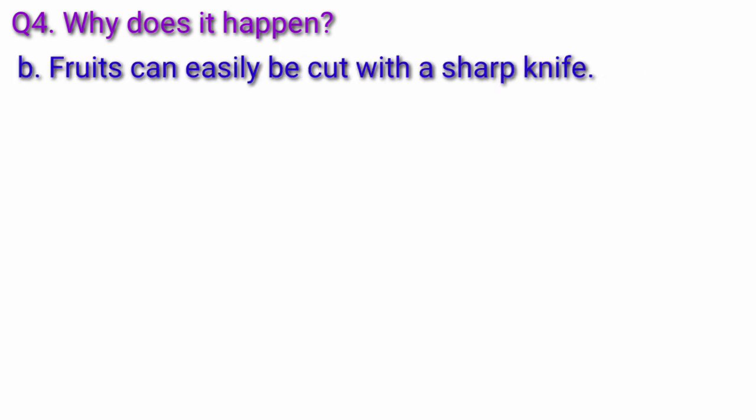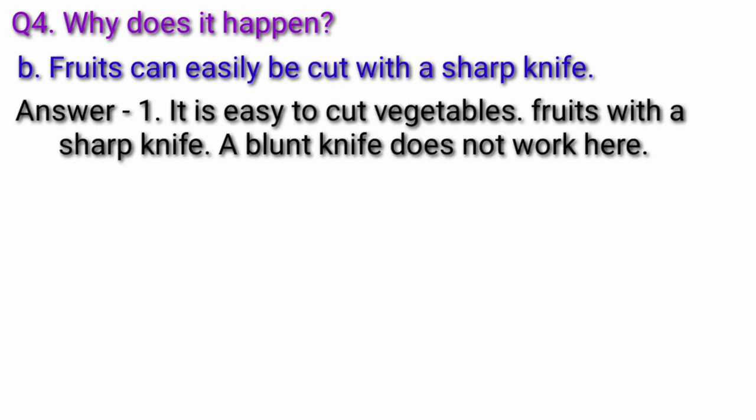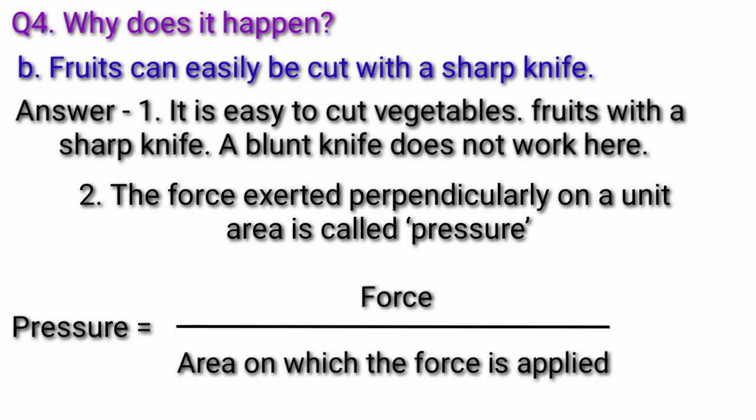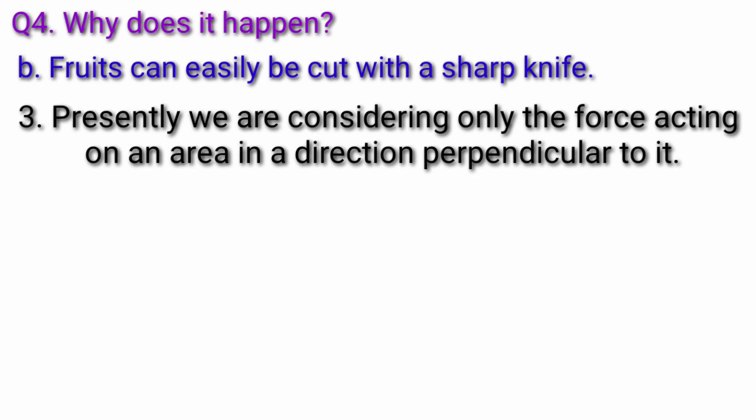Now, question B, why does it happen? Fruits can easily be cut with a sharp knife. Answer, it is easy to cut vegetables, fruits with a sharp knife. A blunt knife does not work here. The force exerted perpendicularly on a unit area is called pressure. Pressure is equal to force upon area on which the force is applied. Presently, we are considering only the force acting on an area in a direction perpendicular to it.